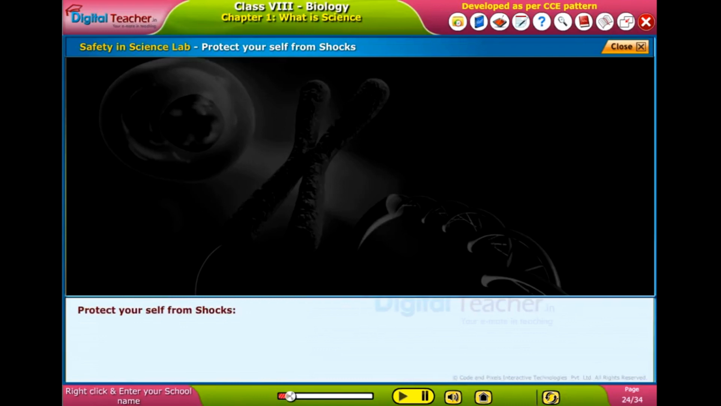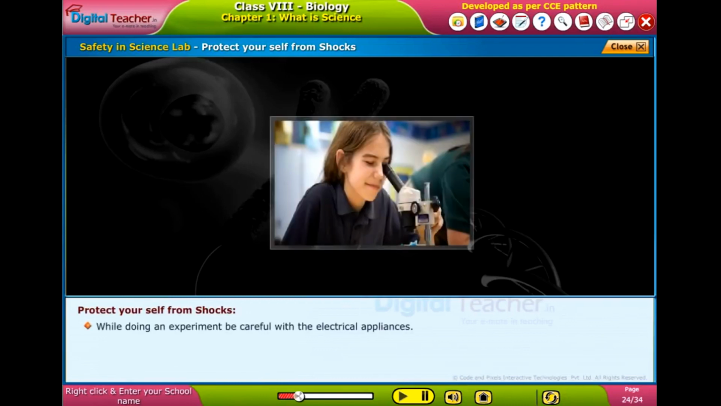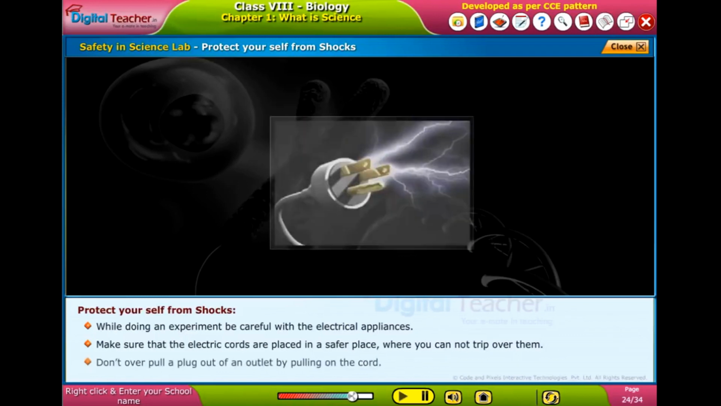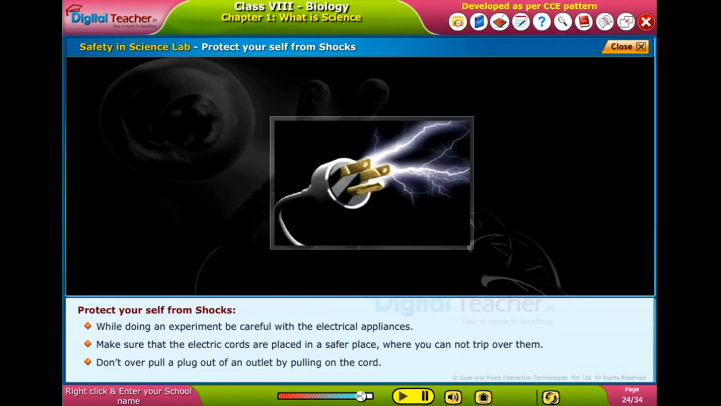Protect yourself from shocks. While doing an experiment, be careful with the electrical appliances. Make sure that the electrical cords are placed in a safer place where you cannot trip over them. Don't pull a plug out of an outlet by pulling on the cord.